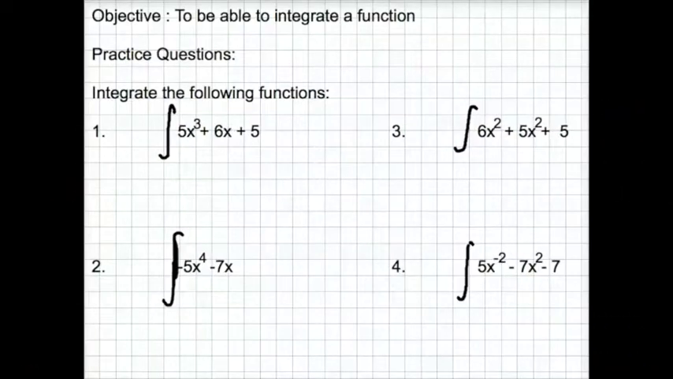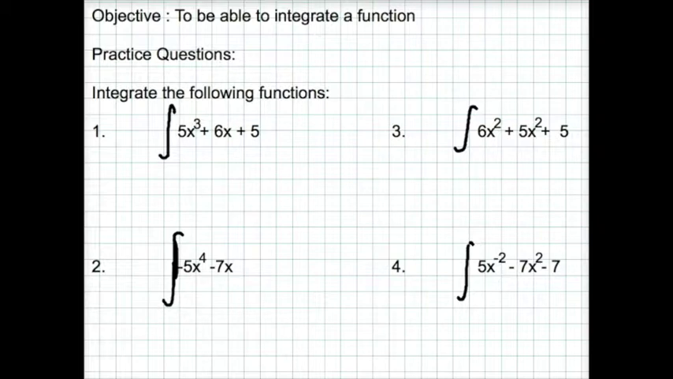Hi there, welcome to the practice questions on being able to integrate a function. What I'd like you to do now is to pause the video and have a go at integrating these four functions. And then when you're happy with your answers, restart the video and go through the model answers with me. So pause the video now and have a go at questions 1, 2, 3 and 4.